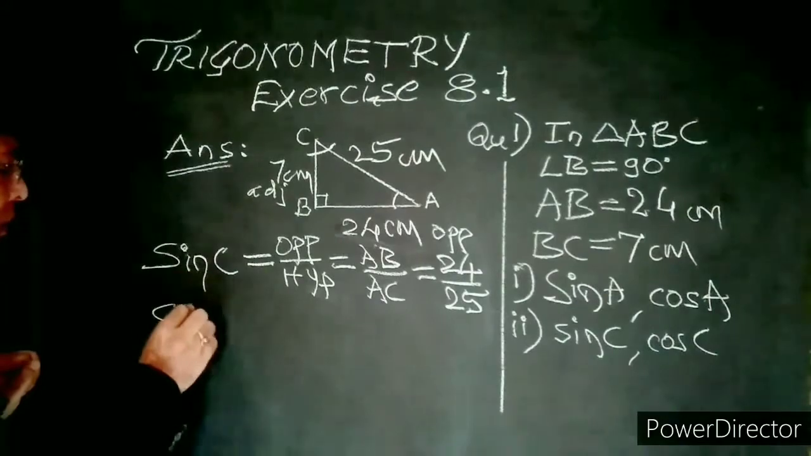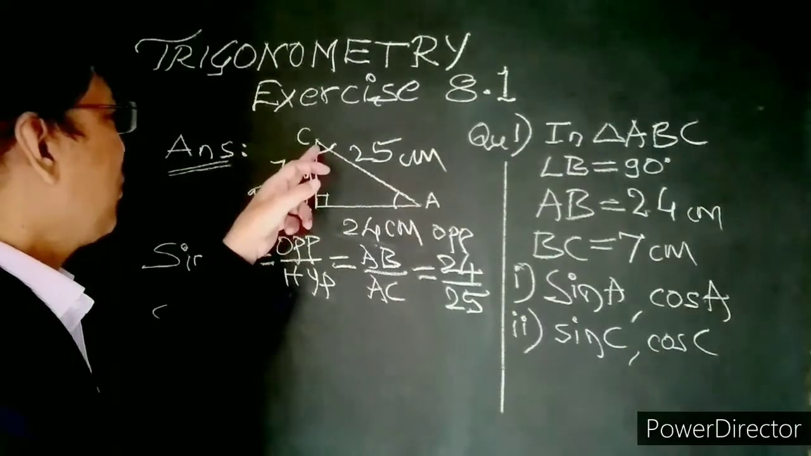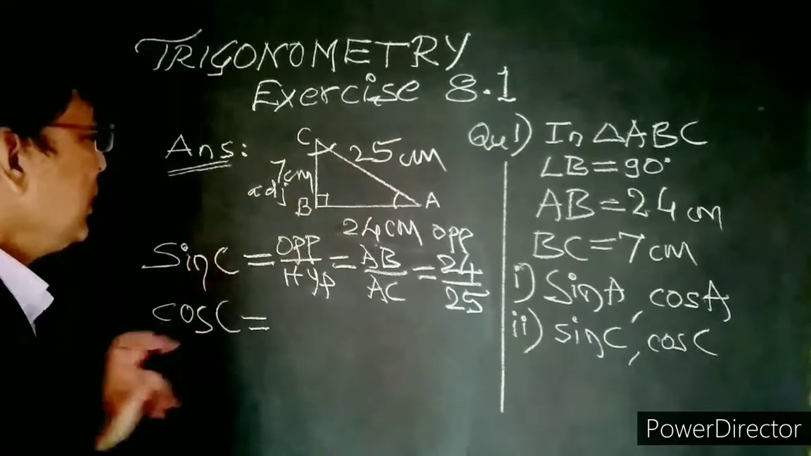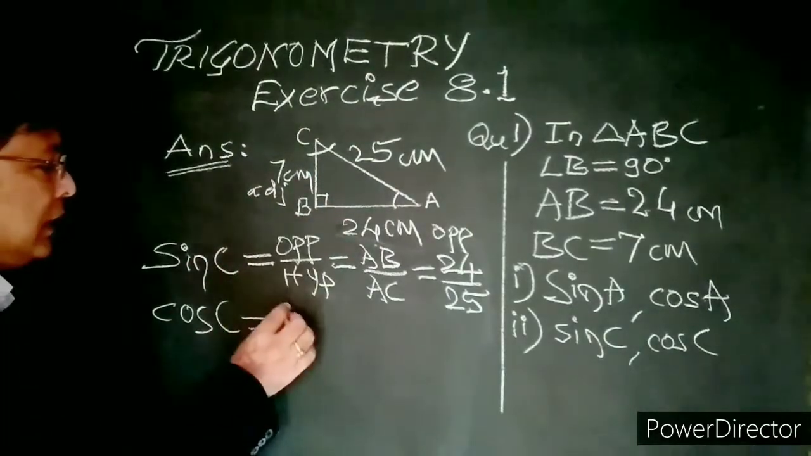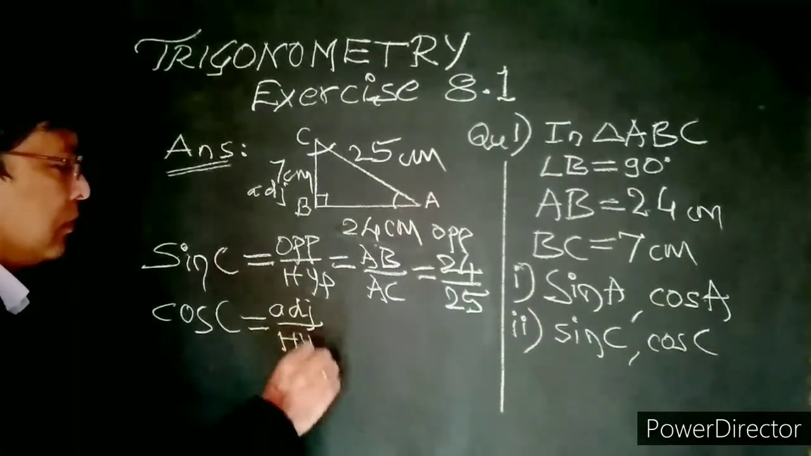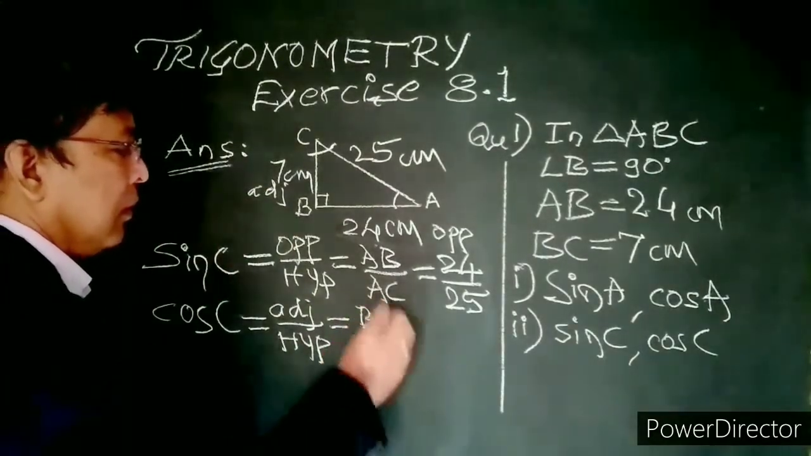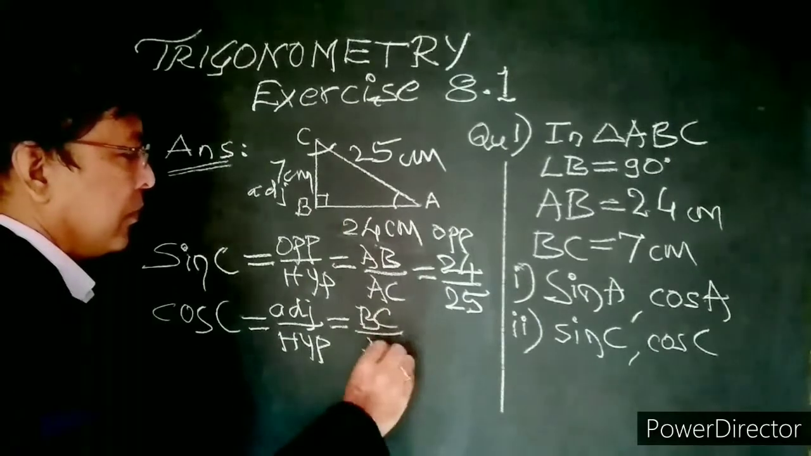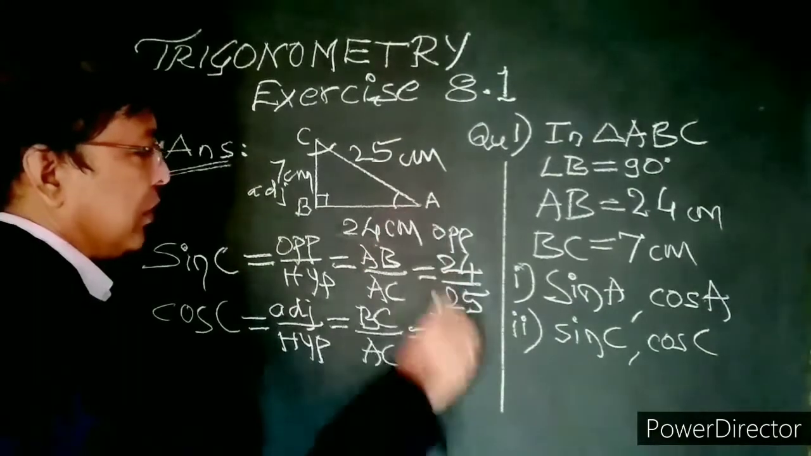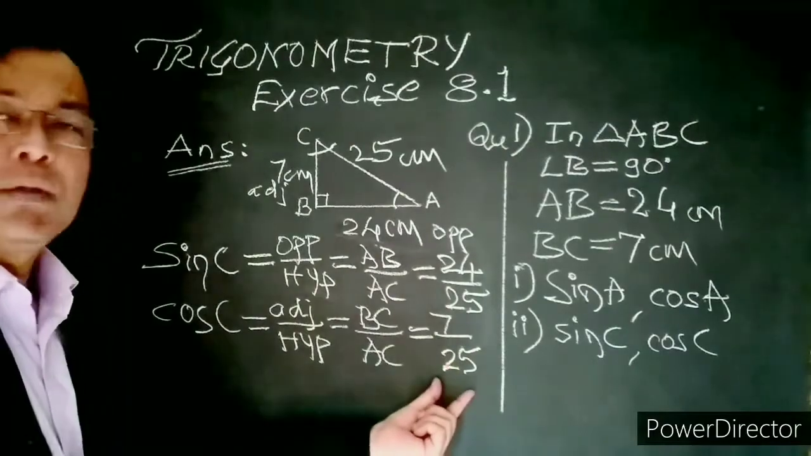Let us calculate cos C. We have to observe this triangle from angle C. Therefore, this is the opposite side, this is the adjacent side, and this is the hypotenuse. And we know the ratio for cos C is adjacent side divided by hypotenuse. Adjacent side is BC, hypotenuse is AC. The value of BC is 7 cm and the value of hypotenuse is 25 cm. Therefore, the cos C value is 7 upon 25.